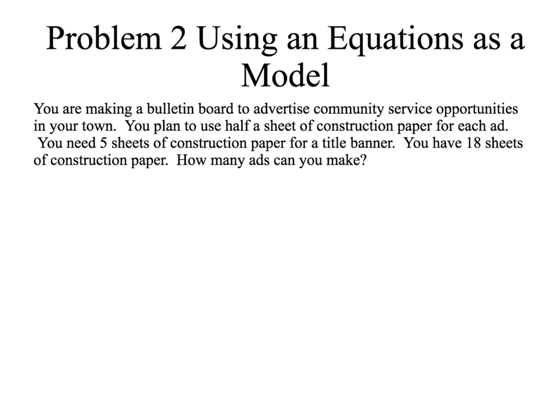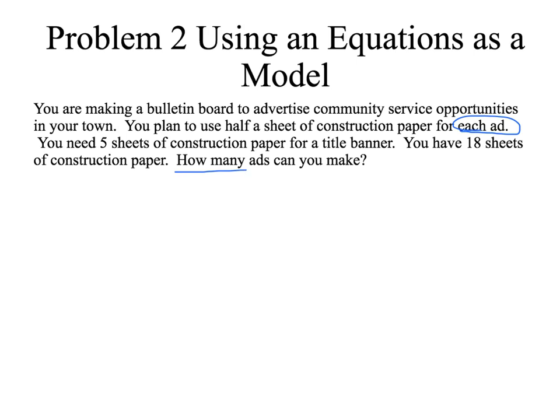Okay, problem number 2. So again, we're going to be writing a lot of equations from word problems. It says, you're making a bulletin board to advertise community service opportunities in your town. You plan to use half a sheet of construction paper for each ad. Anytime you get this word each, you probably have a feeling that that's going to be your variable, but not always, so keep reading. You need 5 sheets of construction paper for the title banner. You have 18 sheets of construction paper. How many ads can you make?